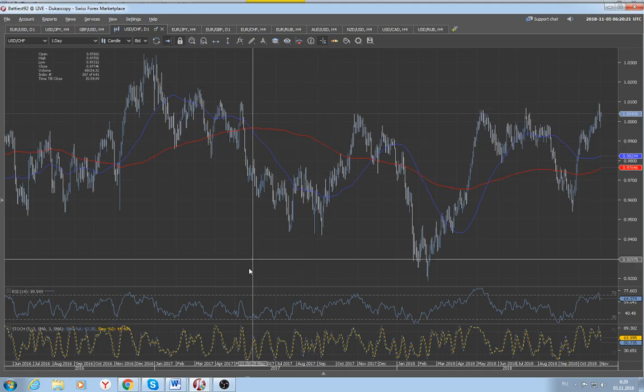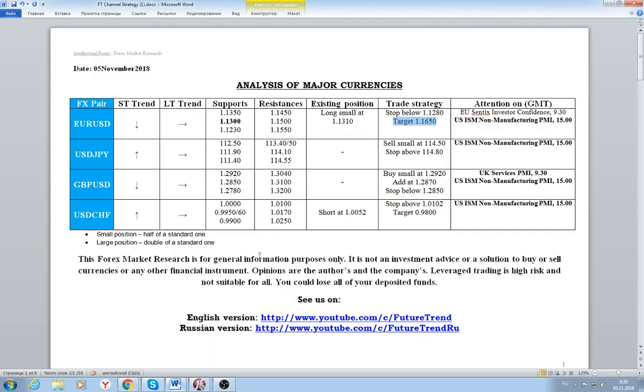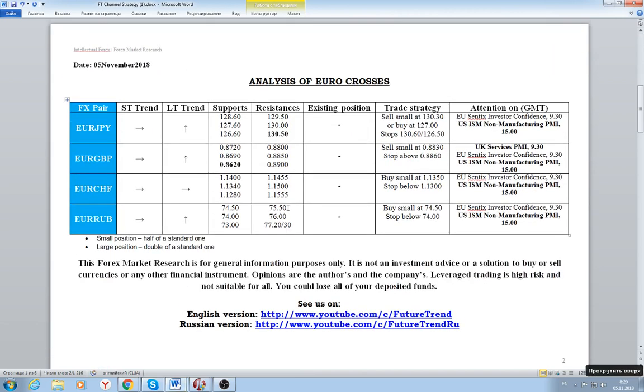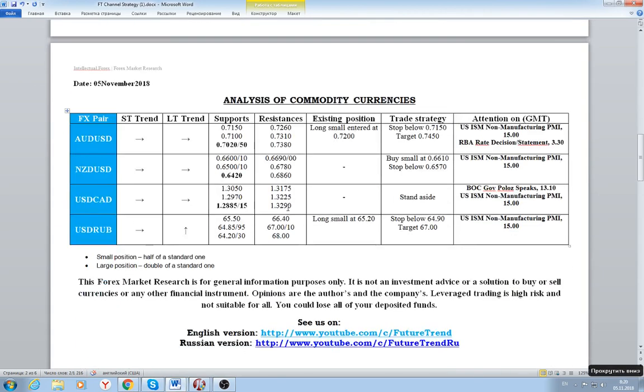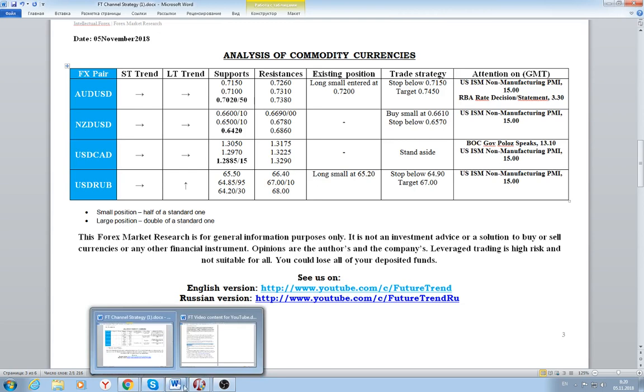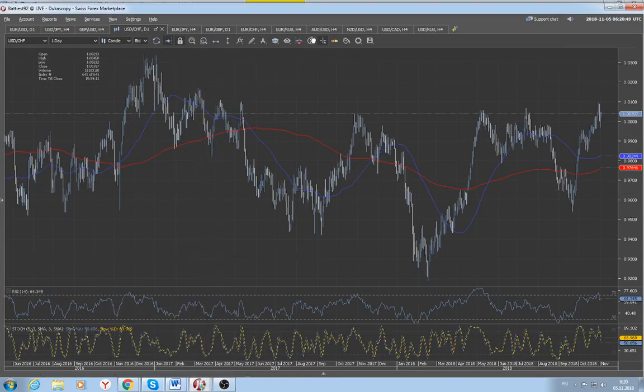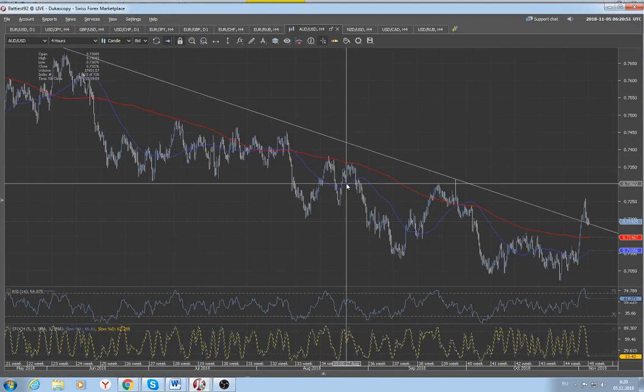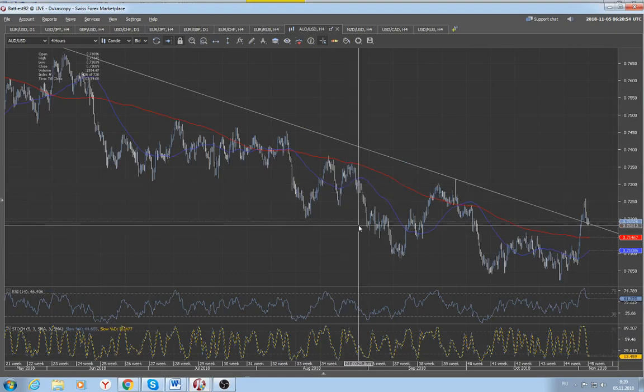And finally, a few words regarding euro crosses in our strategic portfolio, where we still miss any kind of positions, but we will concentrate your attention on the commodity block of currencies where we re-entered a small long position in the Australian dollar. Let's see the chart of the Australian dollar, which is looking increasingly interesting at the moment.